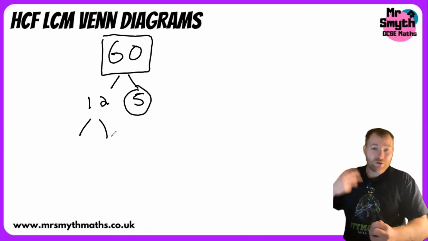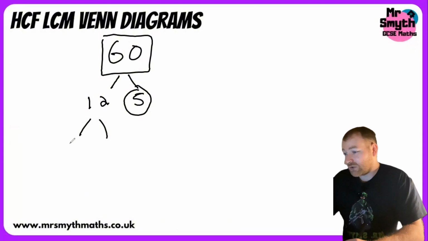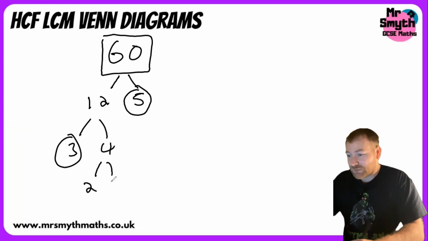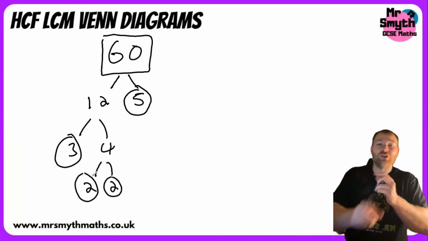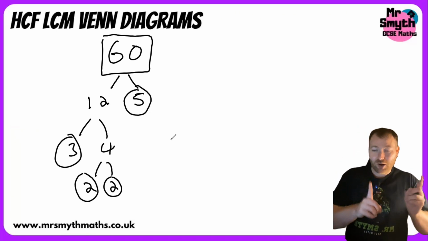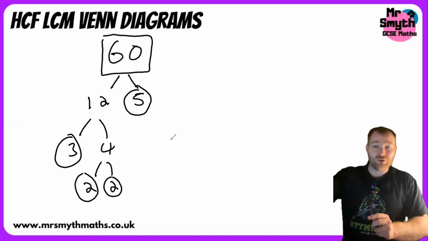And number 12, what numbers make 12? It doesn't matter what you do there, but I'm just going to say 3 and 4. I can see a prime number, so I'm going to stop. And the number 4 is 2 times by 2, so we're going to stop there because we've circled all the prime factors. So we have now prime factor decomposed the number 60.